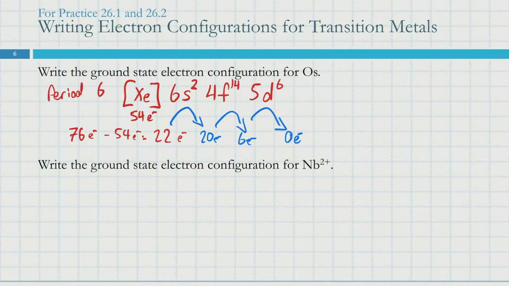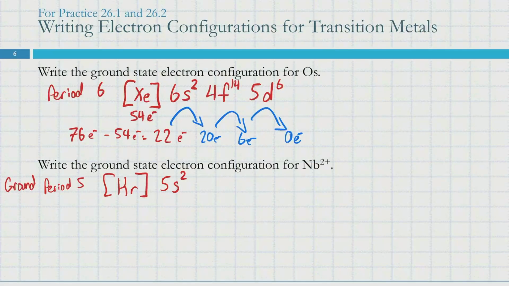All right, go ahead and write the ground state electron configuration for Nb2+. All right, our Nb2+, we're finding Nb on the periodic table. It's in period 5, or row 5. Our row 4 noble gas is krypton. So I'm going to write a very bad K and then an R to represent krypton. And then we're going to proceed to row 5. We're starting off with our 5s2. We're just doing the ground state for now.